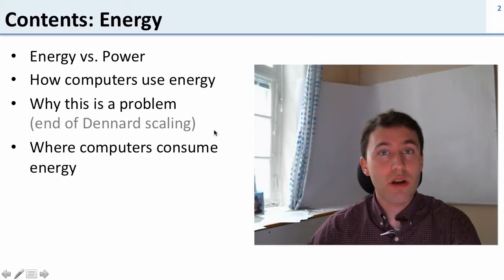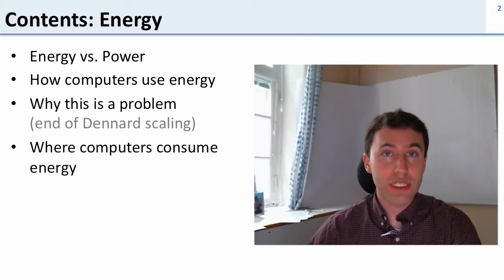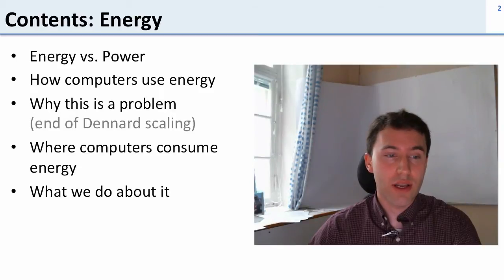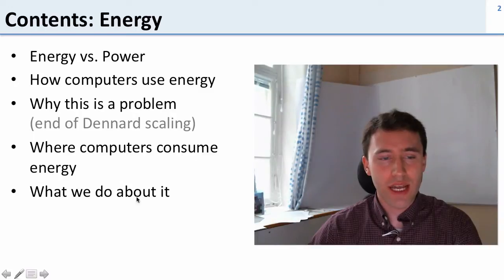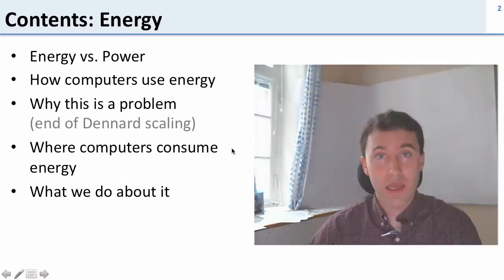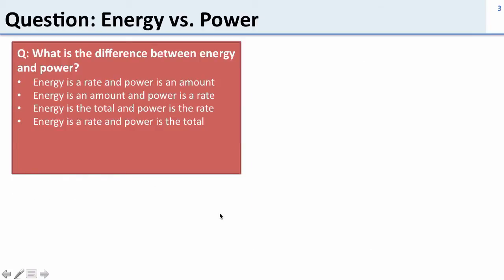Then we're going to talk about where computers consume energy. If you look inside a computer, where is the energy actually going? And finally, what we can do about it. So the goal here is for you to understand where the energy is really being used in the machine, why it's a problem now, what's going on inside, and what we're doing about it, to put this all together to understand the energy picture. Before we get going, let's go through a few questions here.